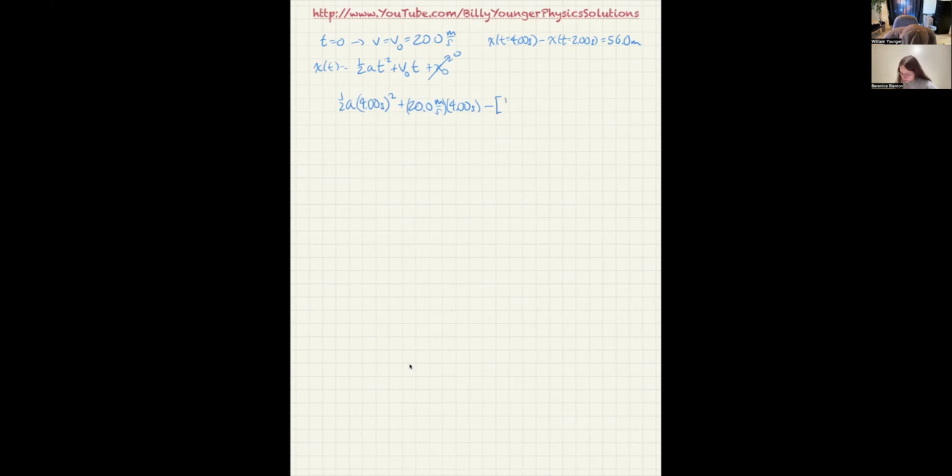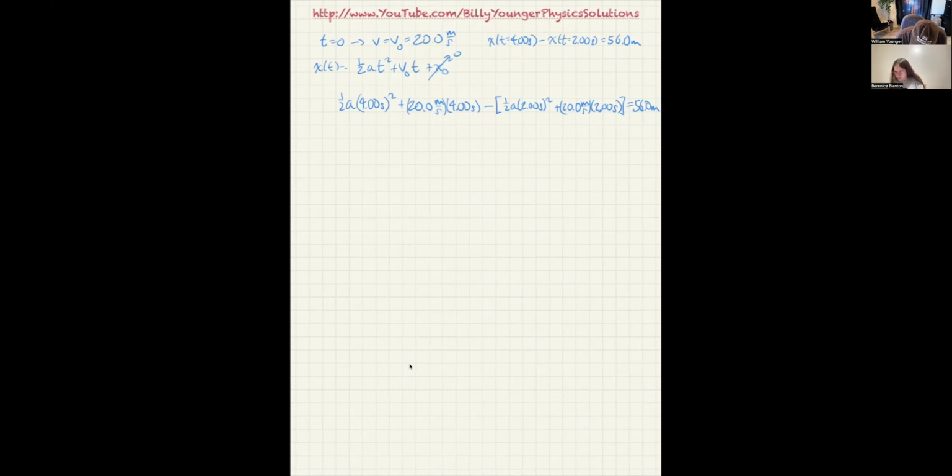I'm going to say this is minus one half a 2.00 seconds squared plus 20.0 meters per second times 2.00. It's really having a hard time showing that decimal there. And then I'll say it's equal to 56.0 meters. Again, I'm going with more sig figs than are really reasonable.